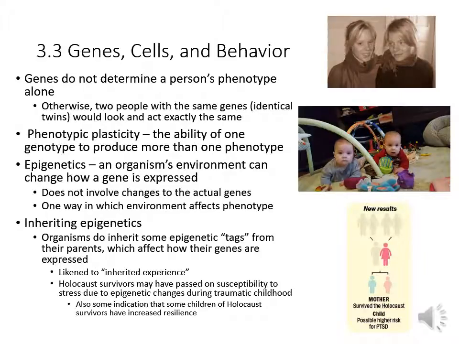Okay, so all this talk of genes, it's important to note that genes alone do not determine a person's phenotype. Otherwise, two people with the same genes, such as identical twins, would look and act exactly the same. Some examples from my personal life: I have an identical twin sister. She's here on the right, and she and I have very different phenotypes, both behaviorally and physically. We've always looked very different, and we also have quite different preferences.